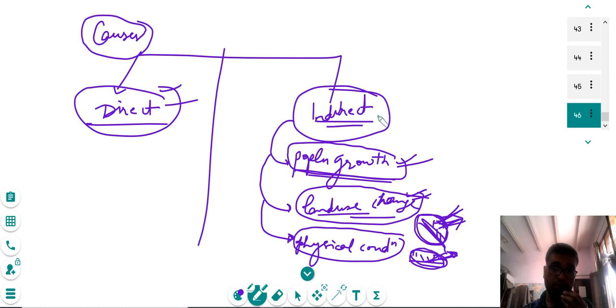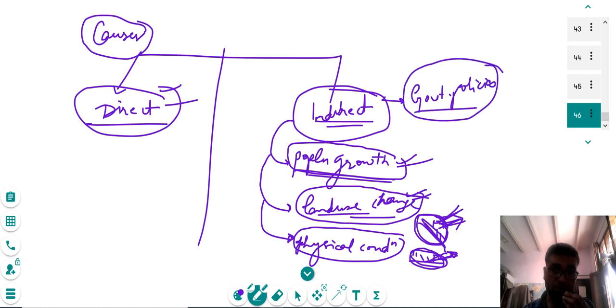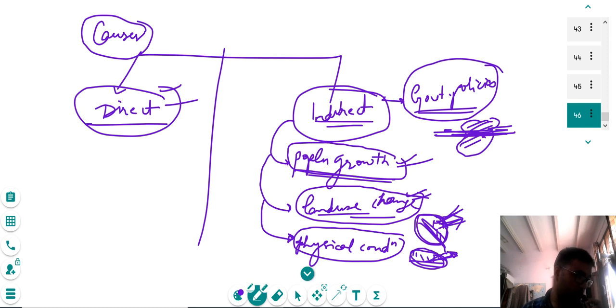Then in the same indirect causes, you can also mention other factors like government policies. A government policy may encourage the development of a highway through a forest reserve, and that will divide the forest reserve into two parts, leading to an increase in the edge effect, and the exploitation and degradation of the forest, right? This is another indirect cause that you can mention.